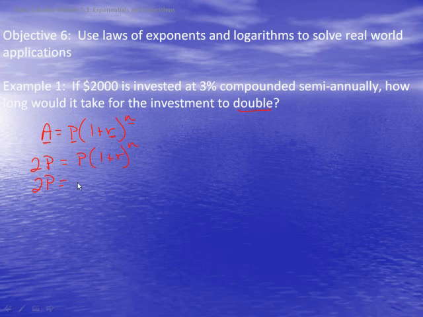So we have 2P is equal to P, and then let's place in our rate per period. If it's twice, it's 3% twice, so it'd be 0.03 divided by 2, over, and then the number of times. Well, we're not sure how many times, but we know it's going to be a number times 2, however many years times 2. So it'd be number of years times 2. Which will give us 2P is equal to P times 1.015 to the 2y.